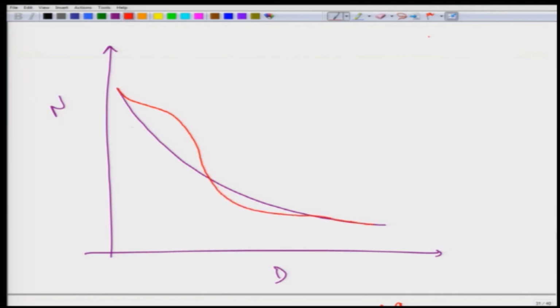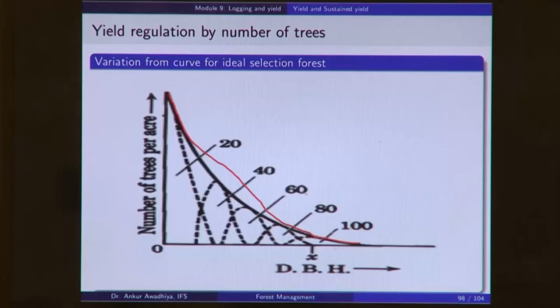So, these trees can be cut very easily, and these trees should be given ample protection and no cutting done. So that after a while, when this section moves towards the right, it will come back to the normal forest. So, this method is known as yield regulation by the number of trees.